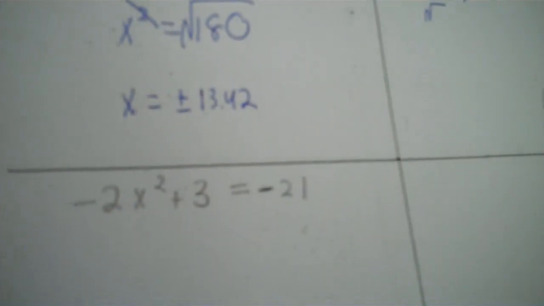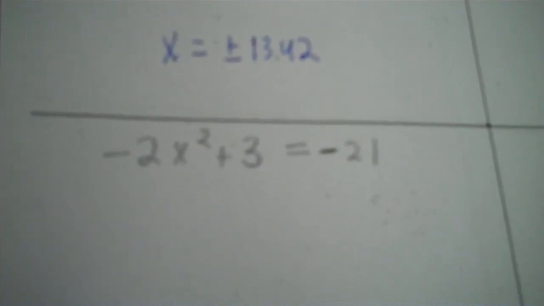Okay, negative 2x to the second power plus 3 equals negative 21. So we have x to the second, but that's all we have. We don't have x to the first, just x to the second. So that's good. It's not as much work for us. It's a simpler kind of equation. Okay, so there's two answers.